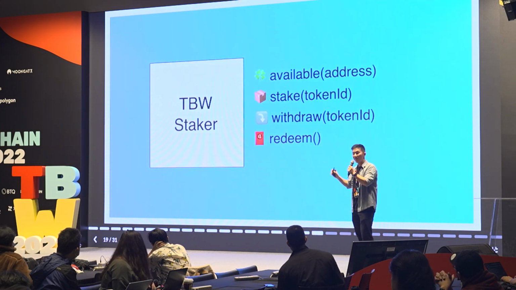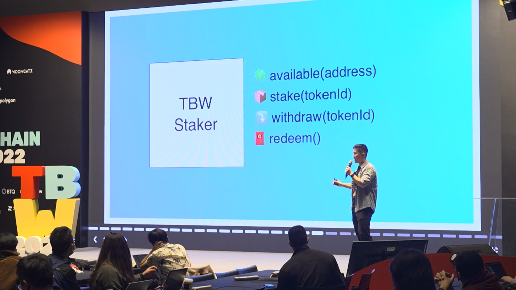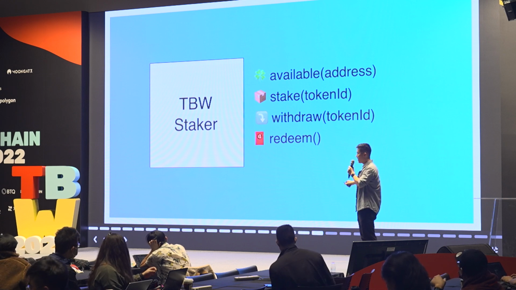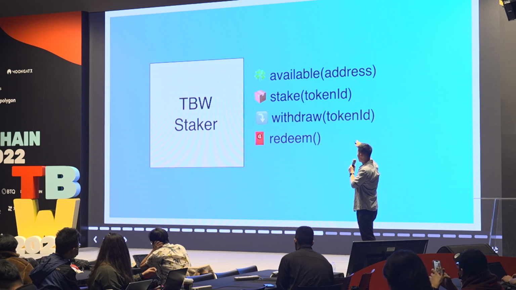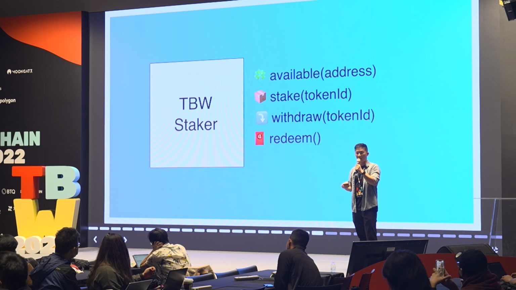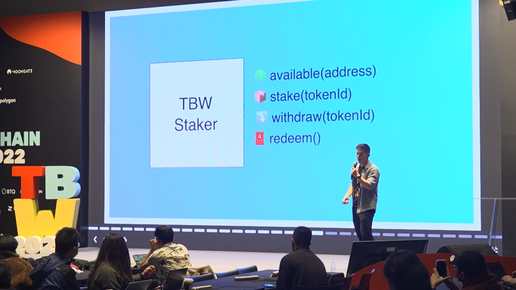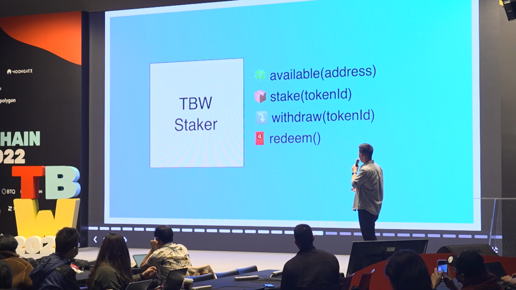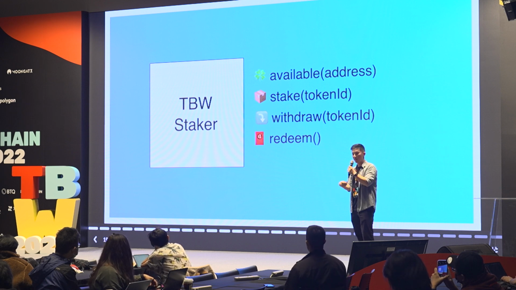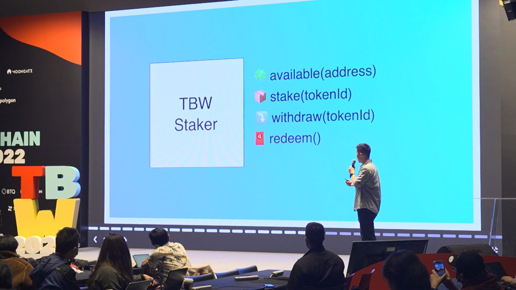Awesome. And this is the final contract that we'll need. This is the meat of it, the Taipei Blockchain Week staker contract. There is a bunch of functionality in here, but the main high-level functions are the available function, which tells you how many tokens are available to the end user, how many tokens they have earned as a result of their staking. And then the second function is the staking, so whatever token ID that user owns, they are allowed to stake that token, that NFT.